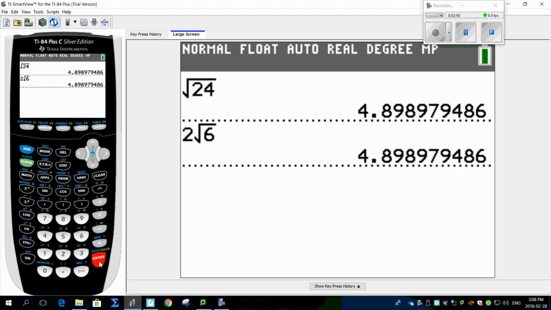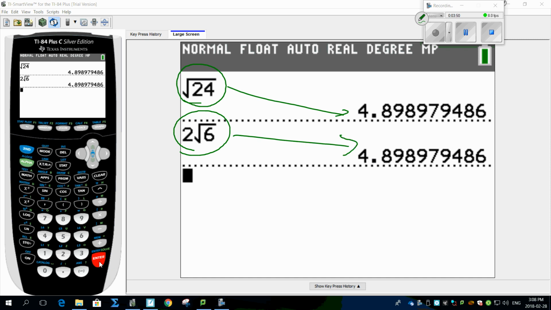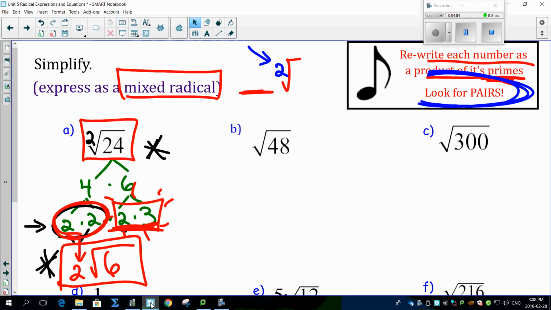So what it's saying is this: root 24 and 2 root 6 are the same number. And guess what? This is your mixed radical, and this is your entire radical. And the cool thing is, it means exactly the same. So with that in mind, let's go do a whole bunch of questions and see if we can be semi-efficient at doing this. Okay, here we go.